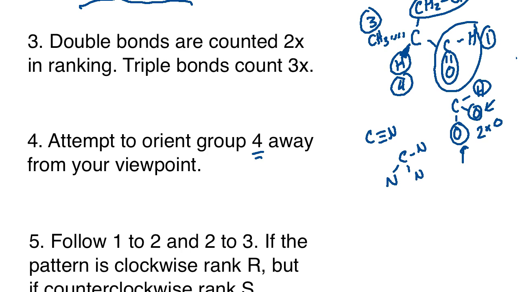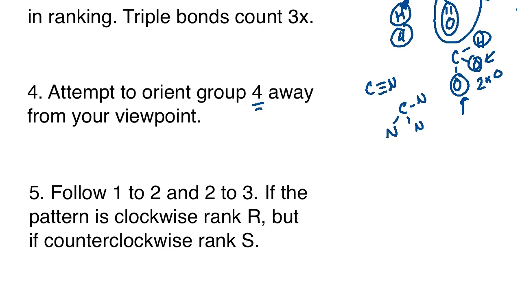All right, we have to have some standard, and the standard is that group 4 is placed in back, and we're looking at the top 3 priorities as if they were facing us. That's how we always assign R or S. And then finally, you're going to follow from 1 to 2 and then 2 to 3. So draw arrows. Go from 1 to 2. It doesn't matter if you cross over 4 or 3 in the process. And then you go from 2 to 3. And you follow that arrow from 1 to 2 and 2 to 3. And if the pattern is clockwise, it will be ranked as R. If it is counterclockwise, it will be ranked as S.